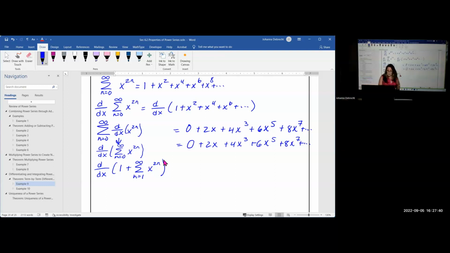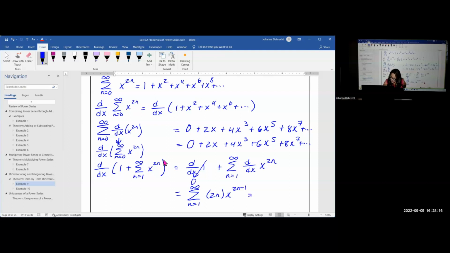Now we can pull the derivative into what we have. So this is going to give me the derivative with respect to x of 1, which we know goes to 0, plus, and now I can pull that derivative into this power series starting at 1, the derivative with respect to x of x to the 2n. And this then gives me the series from n equals 1 to infinity of 2n times x to the 2n minus 1. And that's what generates the series that you see up here. So this is going to generate 2x plus 4x cubed plus 6x to the 5th plus dot, dot, dot. So it's going to generate those numbers.